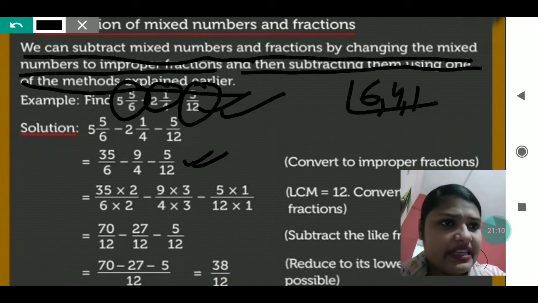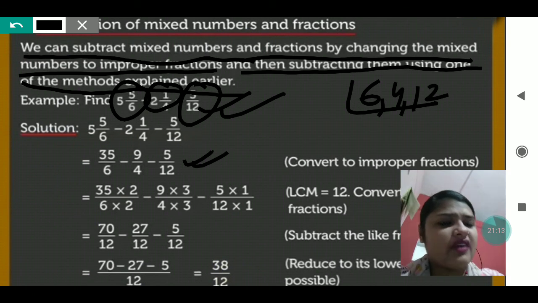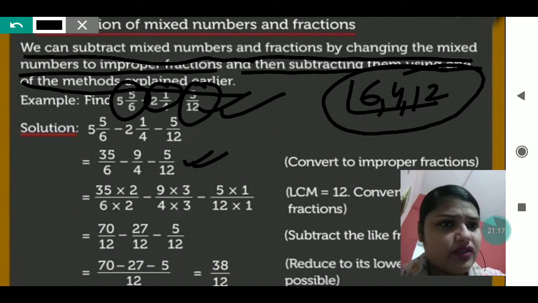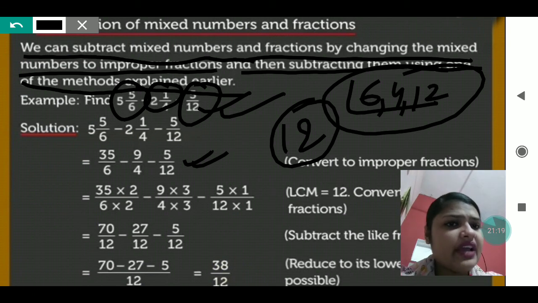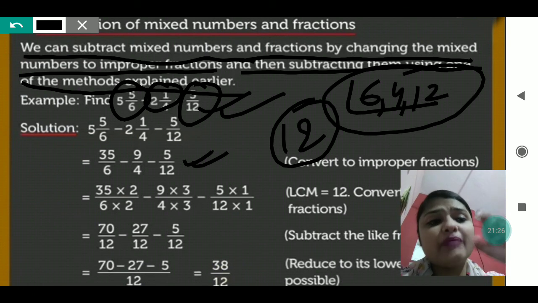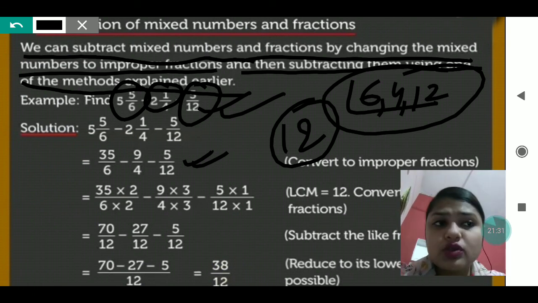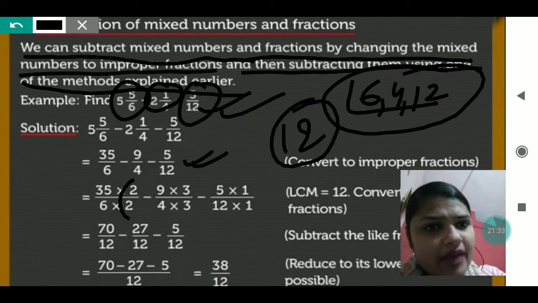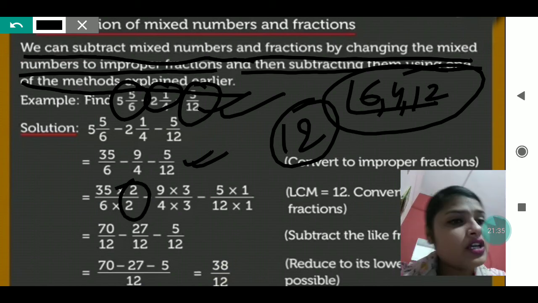6, 4 and 12, we have to find the LCM of these three numbers. So when you find the LCM of these three numbers, you will get the LCM as 12. Now 35 by 6: with which number will you multiply 6 so that 12 comes as the denominator? 6 twos are 12. So if downside I am multiplying with 2, upside also I will multiply with 2 only. 35 into 2 is 70. So 70 by 12, the first answer.